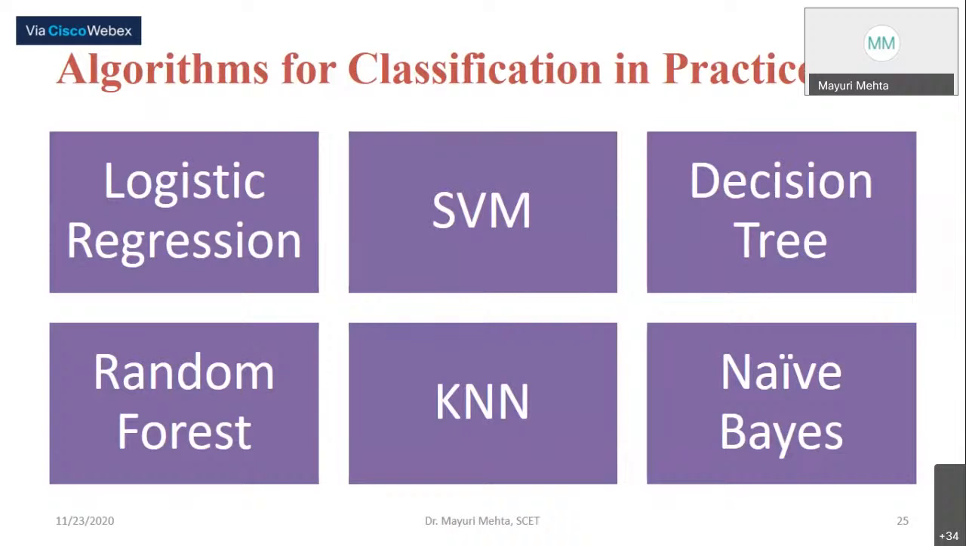Okay, so far we discussed three classification algorithms: logistic regression, SVM, and decision tree. Now let's briefly discuss random forest, KNN, and maybe bias.